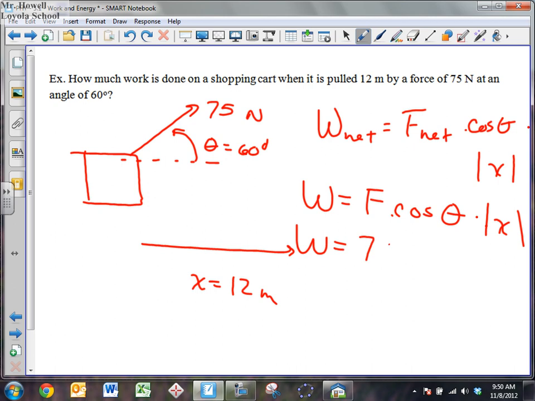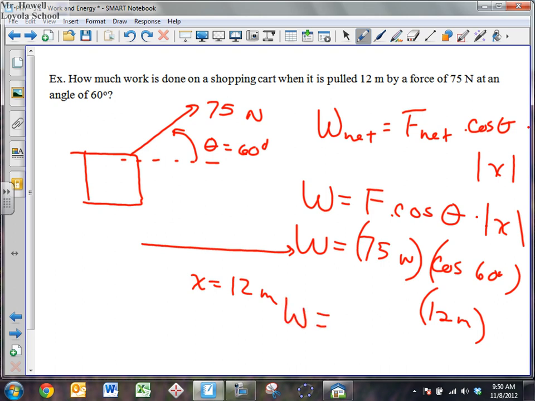Easy problem: 75 times cos 60 times the absolute value of x, which is 12 meters. What do I get as an answer? Check, people. Come on, let's go. Get your calculators out. It's got to be in degree mode and not radian mode.